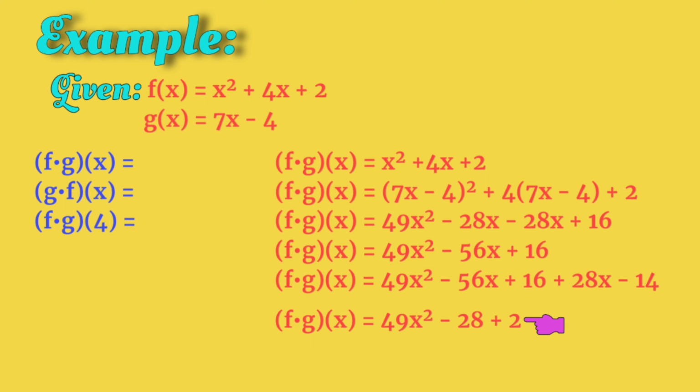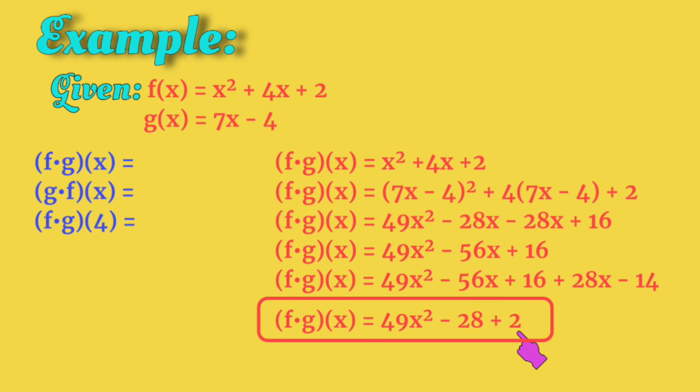Now for a final touch, just bring down the 49x squared, then negative 56x plus positive 28x would be negative 28x. Then 16 minus 14 would be 2. Therefore, our f composed of g of x is 49x squared minus 28x plus 2.